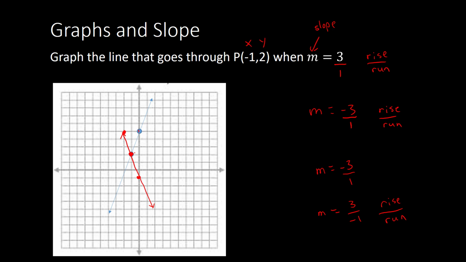And notice I do have another point. It's a different point, but it's still going to be the same line. The line is going to go through the same points. It's going to be the same line. So it does not matter if the negative's with the top or the bottom. You'll get the same line. 2 different points maybe, but you'll have the same line.